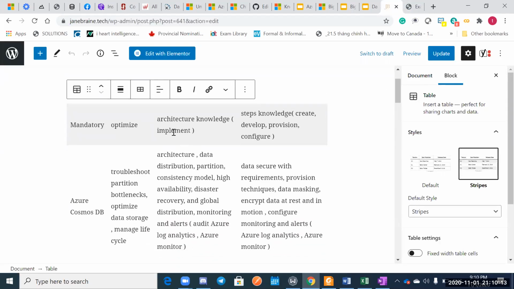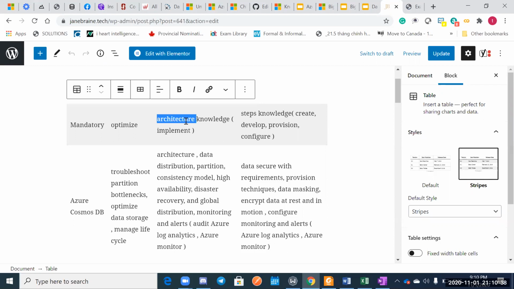One is that you need to know the theory knowledge. I call it architecture, but it's more like theory knowledge, like what is data distribution, partition, consistency model, and the purpose of these theories is that you will need to implement them in real scenarios. They will give you questions in a scenario format. So that is one type of question.